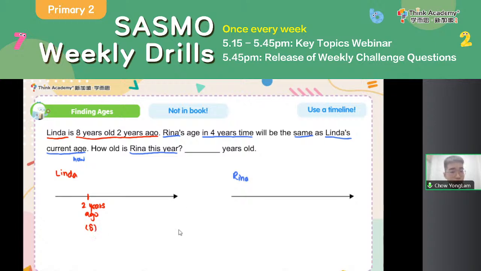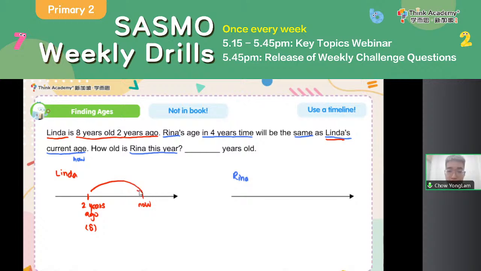So now, what else do we need to know about Linda? Do you see another Linda in the question? Yes, it says Linda's current age. So perhaps we should try to find Linda's age now so that it's useful for our future problem solving. So how do I find Linda's age now? Think yourself. Are we going forward or going backward? From 2 years ago to now, are we going forward or backward? We are actually going forward, right? From 2 years ago to now, that is, we are going from the past to now. So I'm actually going forward.